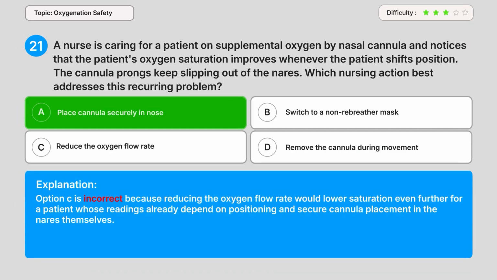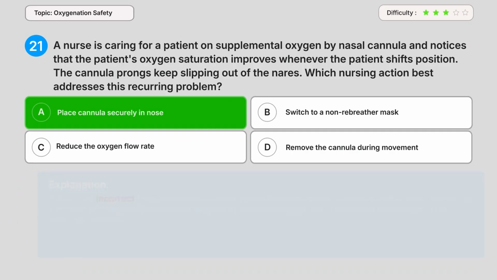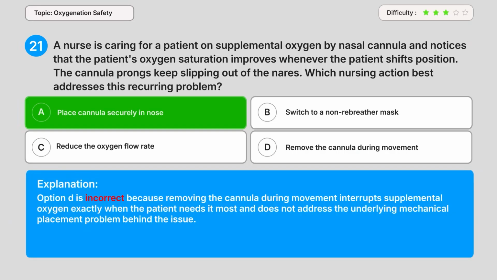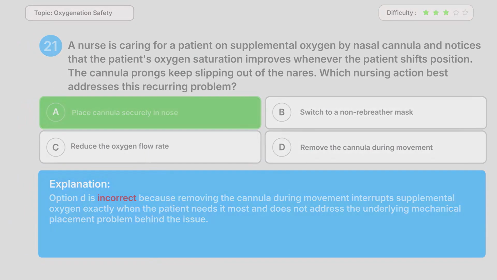Option C is incorrect, because reducing the oxygen flow rate would lower saturation even further for a patient whose readings already depend on positioning and secure cannula placement in the nares themselves. Option D is incorrect, because removing the cannula during movement interrupts supplemental oxygen exactly when the patient needs it most and does not address the underlying mechanical placement problem behind the issue.